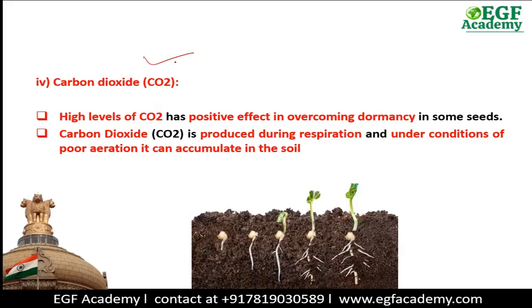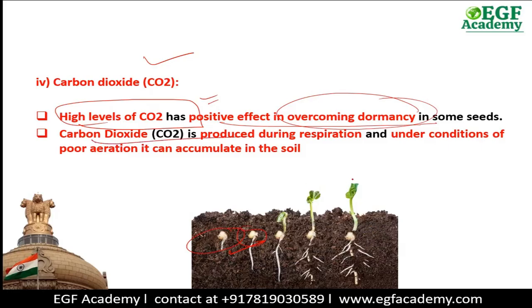Then carbon dioxide. See, now it also needs carbon dioxide. A high level of carbon dioxide has a positive effect. Carbon dioxide is also important to overcome dormancy. When seeds respire, carbon dioxide is formed in the process of respiration itself. But if there is a condition of poor aeration, the aeration is not proper, then that carbon dioxide can also accumulate here. So proper aeration, proper drainage system, these are very important.